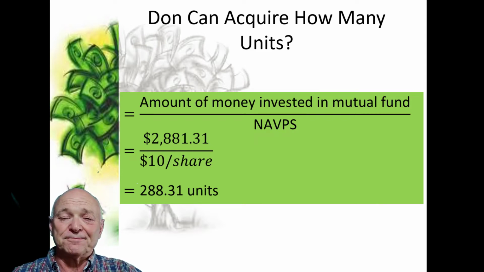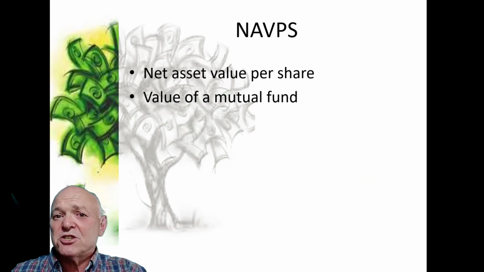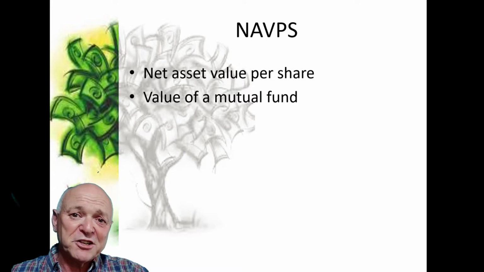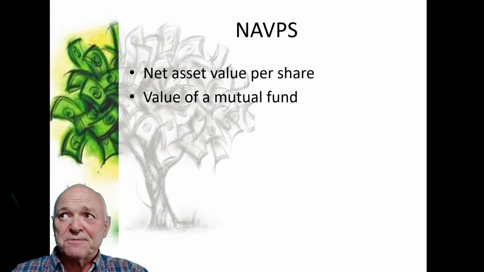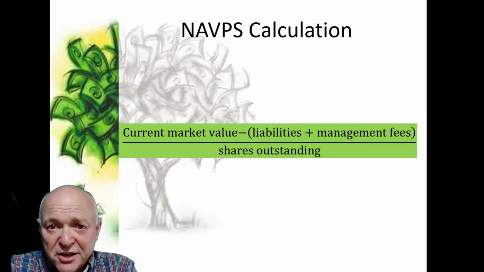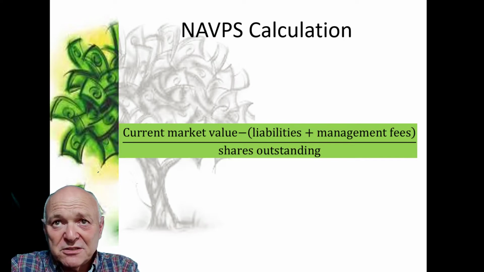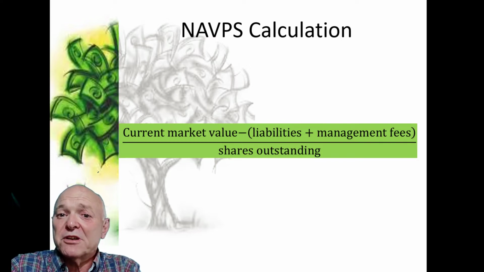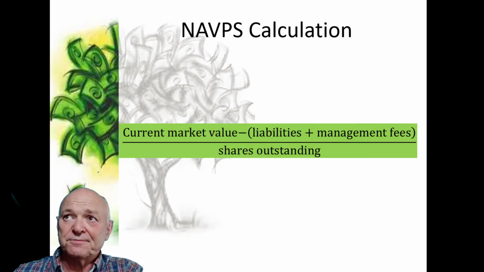Now, you remember I mentioned net asset value per share? Essentially, that's the value of the fund roughly divided by the number of shares outstanding, with a couple of small adjustments. Essentially, net asset value per share is the current market value of the entire mutual fund, minus any existing liabilities that the fund has, and any management fees. All of this is divided by the number of shares that are outstanding, and that tells us per share what the net asset value is.